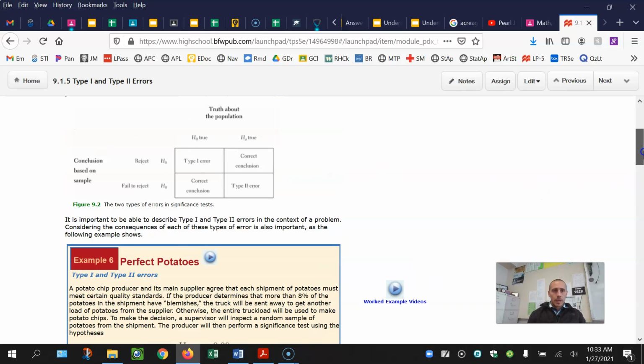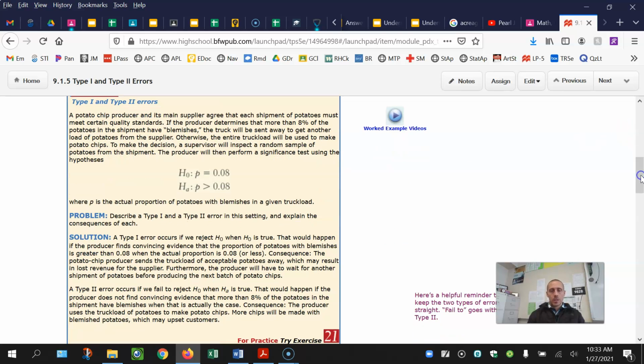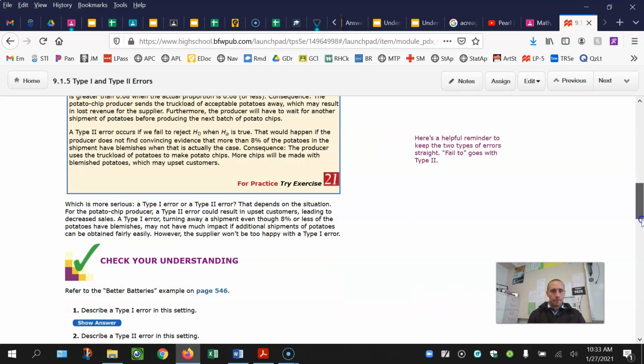Type 2 error, going back up here, is you fail to reject the null when the alternative is true. That means we don't find convincing evidence that more than 8% of the potatoes are blemished, when in fact, more than 8% of the potatoes are blemished. What's the consequence? Now we just accepted this shipment of potatoes that's really not high quality. So our products, our potato chips, are going to be all those nasty ones that people typically don't like. So that might affect how people view our product. Now, which is worse, type 1 or type 2? You could argue both ways. But you have to be able to identify the error in context and then the consequence of that error.